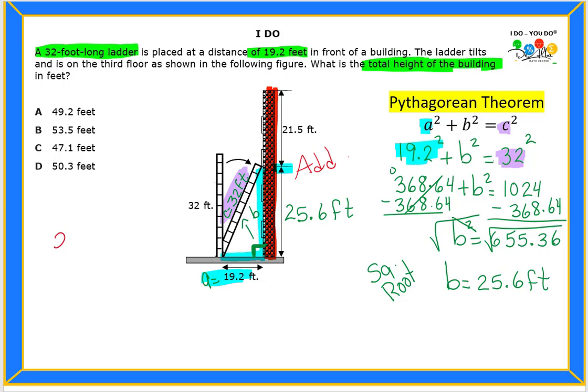So I'm going to add 21.5 feet plus 25.6 feet. We need to add them up, and we will get 47.1, or 47.10, it's up to you, feet. So let's look at the answers that you have. Now, this is my final answer. This is the height of the building. And yes, that is answer choice C.